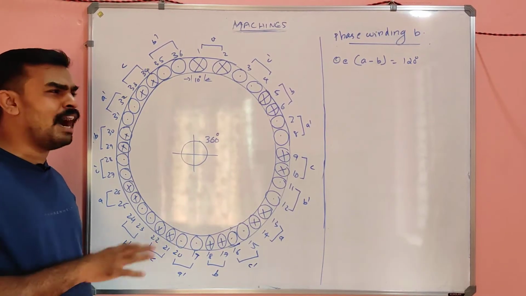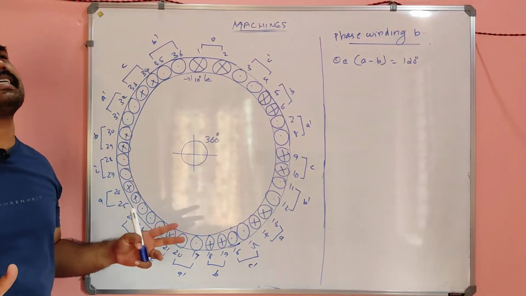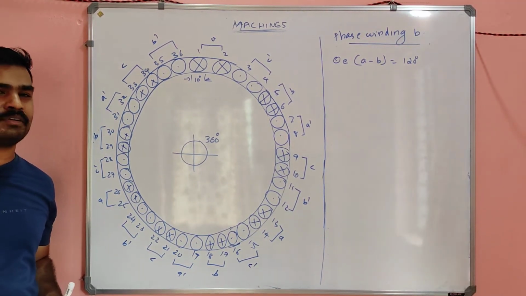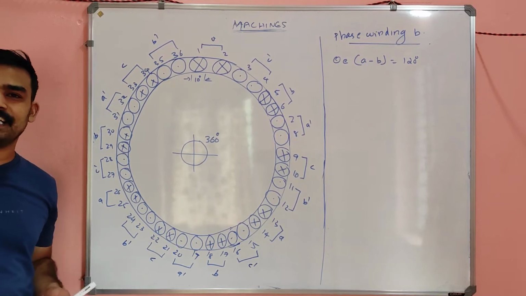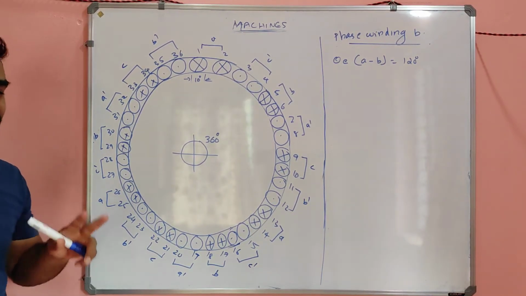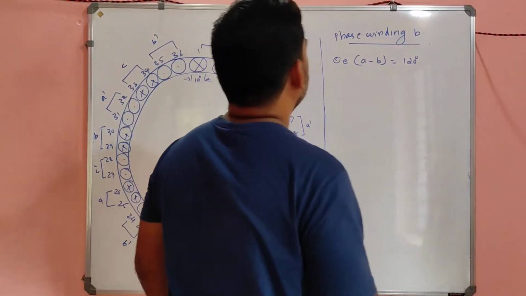After this you will have an idea of what is happening inside the machine, as an alternator or AC generator. What's happening inside? What does the winding mean? Okay, you will get an idea. Okay, come back to the point.